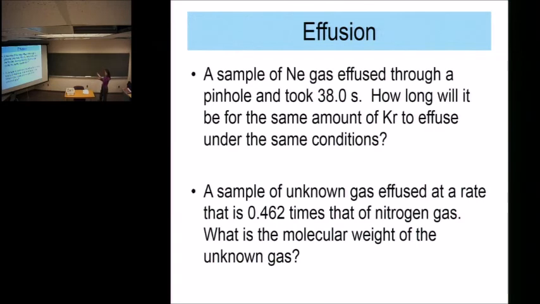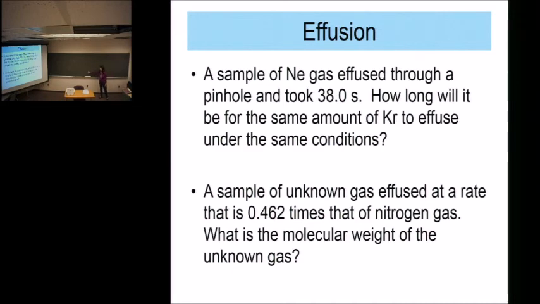So this is how you would write it. Just read the sentence and translate that into algebra. Rate of nitrogen gas, okay, "is" means equal, 0.462 times, that's multiplied by rate of nitrogen gas. Does everybody see that? Now, get the rates over onto one side. So that would be rate of the unknown divided by rate of the nitrogen gas is equal to 0.462. Now you know which molar mass has to go on top, because that's the important part. You don't want to reverse that.